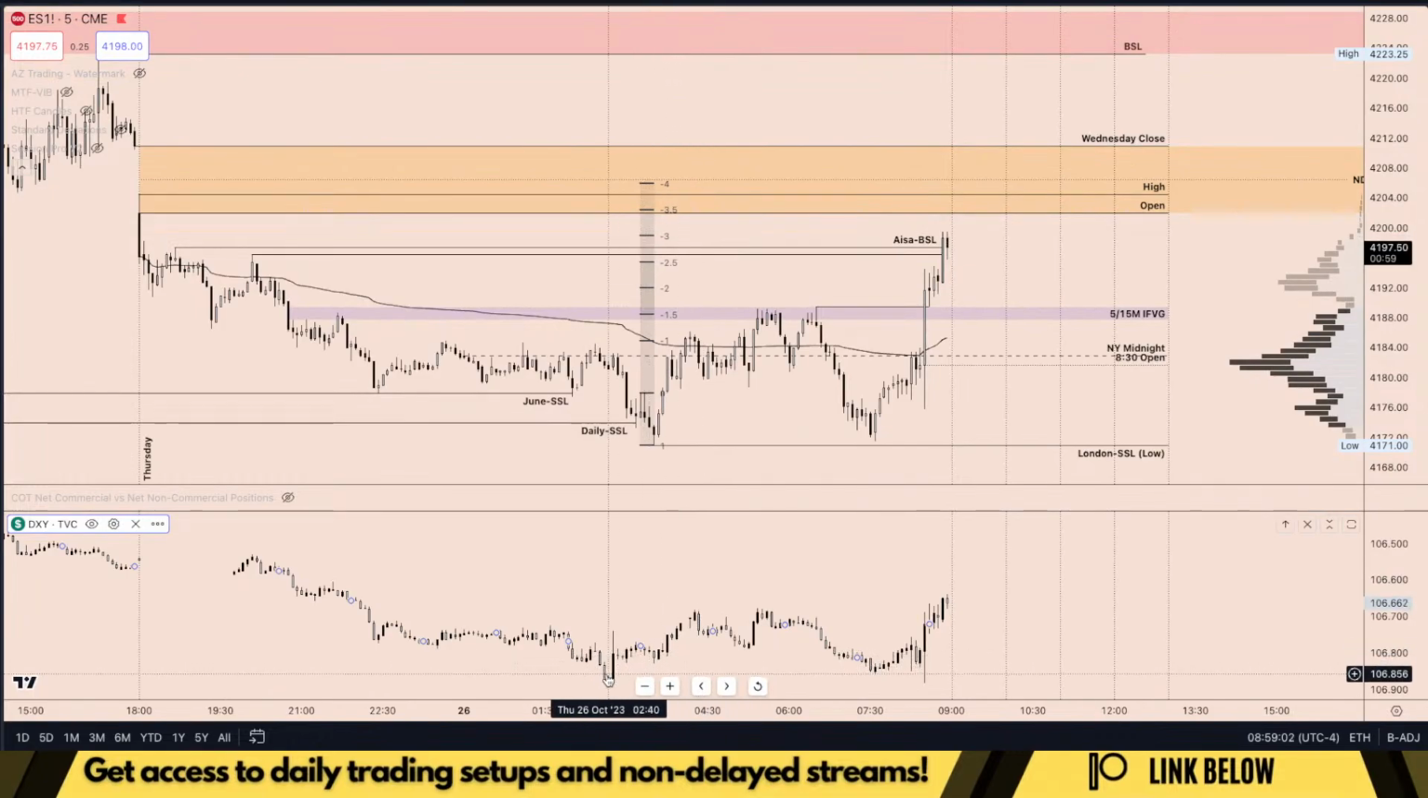You can see that we formed the low roughly at the same time here. The DXY already started to pull back, and then we saw the S&P at the same time continuing lower, hitting that daily sell side liquidity, having one last manipulation. We didn't make a lower low right here, so it doesn't work all the time, but sometimes with good confluence.